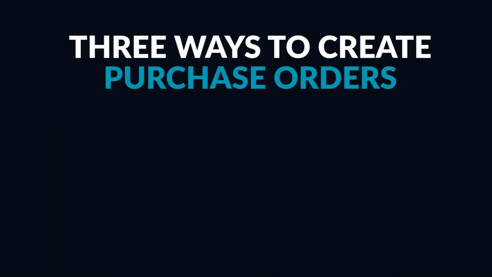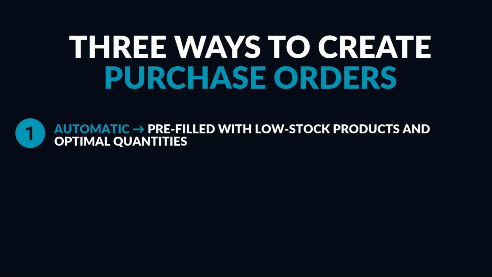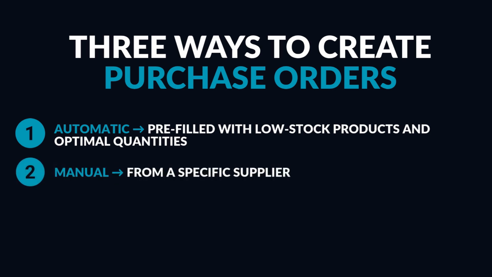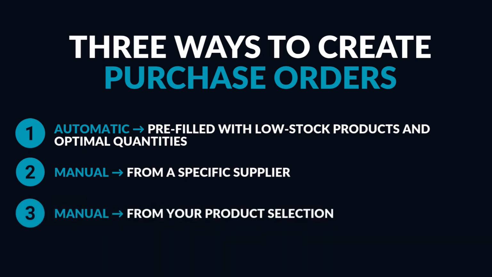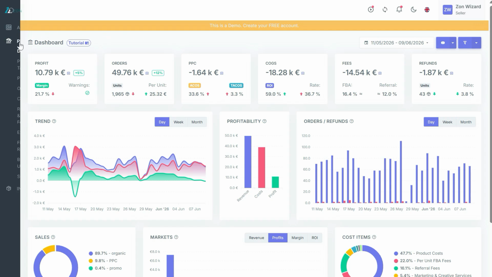There are 3 ways to create a purchase order. The first is the automatic method. The system generates pre-filled drafts for all low-stock products across all your suppliers, suggesting the optimal quantities. The second is the manual method, starting from a specific supplier. The third starts directly from your product selection. Let's start with the fully automatic method.